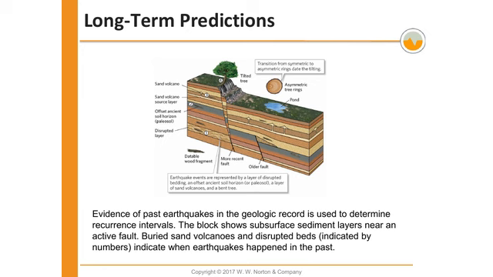In this slide, we examine how geologic records can help predict long-term seismic activity. The diagram shows a cross-section of subsurface sediment layers near an active fault. Various layers represent different geological periods. Past earthquake evidence is marked by features like sand volcanoes and disrupted beds, indicated by numbers on the diagram. These disruptions are key indicators, revealing when seismic events occurred. By analyzing these patterns, scientists can determine recurrence intervals, guiding predictions of future earthquakes.